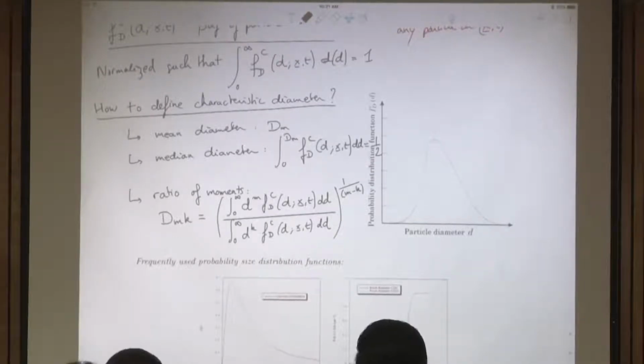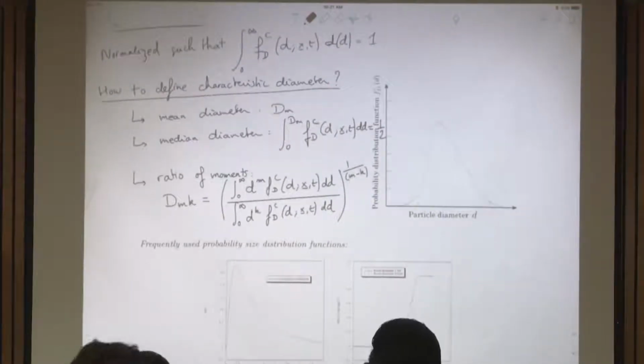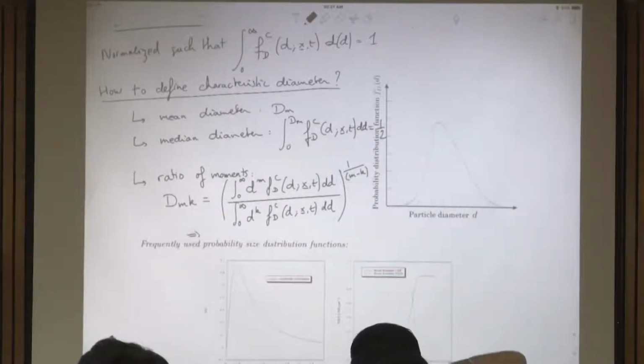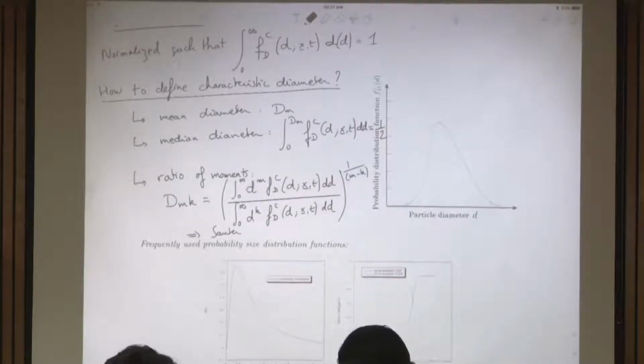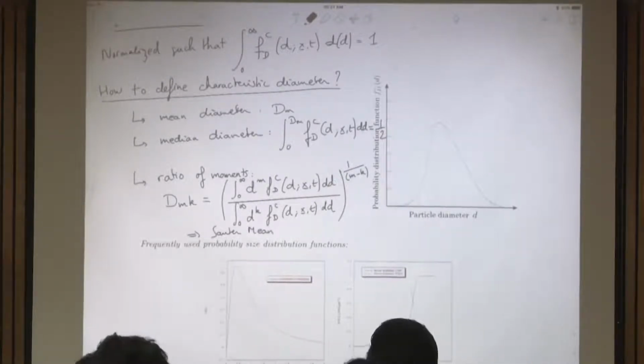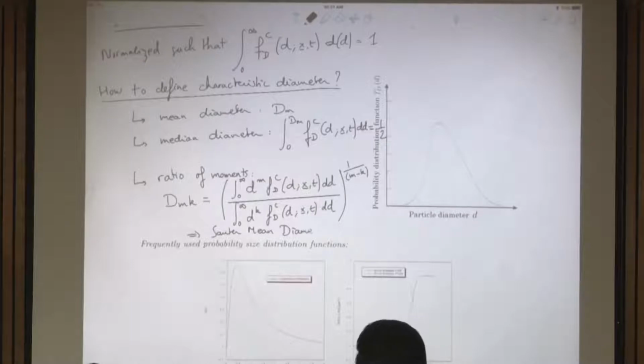Specifically, like I was saying, experimentally, you'll have access to the second and the third order moments typically more easily. And as a result, what you'll often find is the concept of Sauter mean diameter. The Sauter mean diameter, SMD, is, according to that definition, D32. Okay?